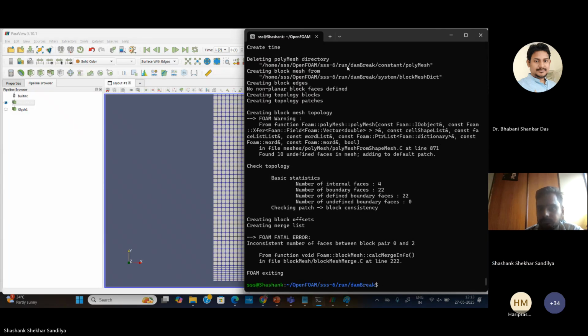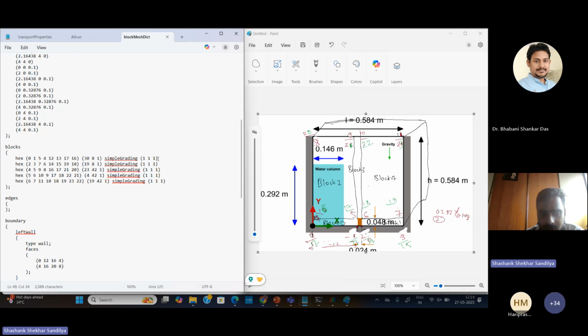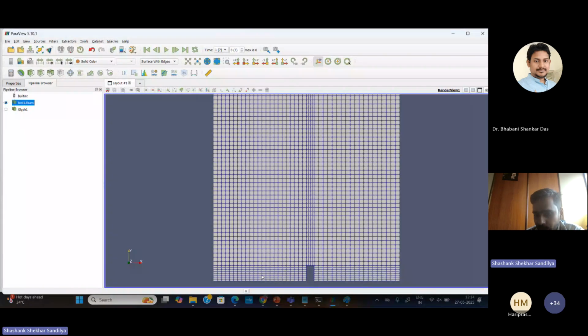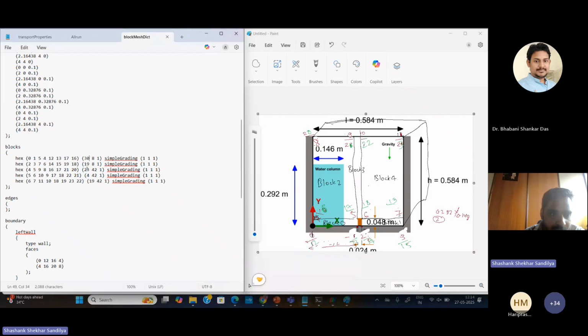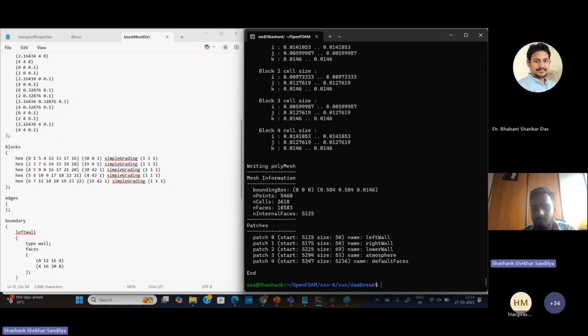So what happens? This is our 0 block. This is our second block. In 0 and second, what happens here? I have changed the number of cells required in X direction from 23 to 30. But I haven't changed in block 2. So the faces of both are shared. So I have to change block 2, the number of cells in X direction. If I change this, I have to change this also. Otherwise, mesh will not form. So I have changed both. Control save. And then once again I execute blockMesh. Then see it will work.